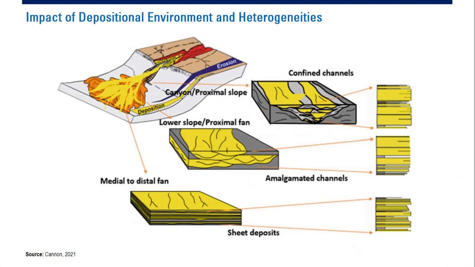And the depositional environment will influence the heterogeneity level. Okay? The depositional environment will govern the heterogeneity. Like, for example, you have confined channels, the log will be like this, or the characteristic will be like this. If you have amalgamated channels, the rock will be like this, and they are different. This one and this one are different. And if you have medial to distal fan, it will be like this.